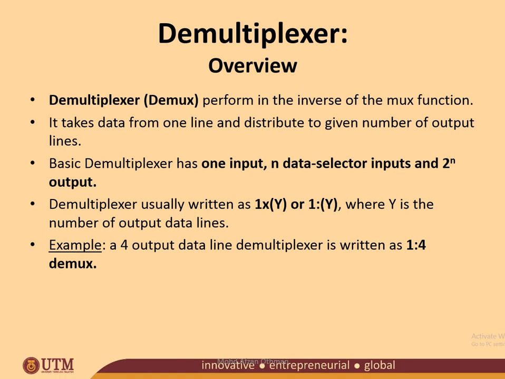Demultiplexer, or demux. As I briefly lectured before, it performs the inverse function of the multiplexer. The demultiplexer has one input, n selector inputs and 2^n outputs. A demultiplexer is usually written as 1 to y, where y is the number of output data lines. For example, if you have a 4 output data line demultiplexer, then it is written as 1 to 4, meaning you have one input and 4 outputs.